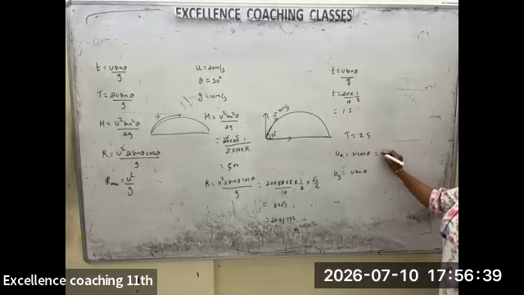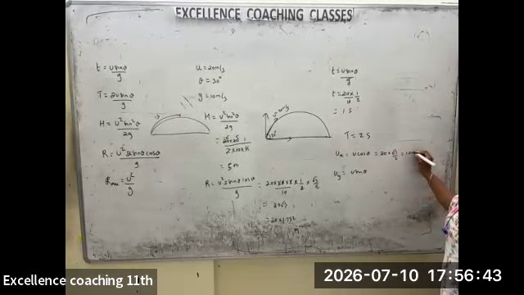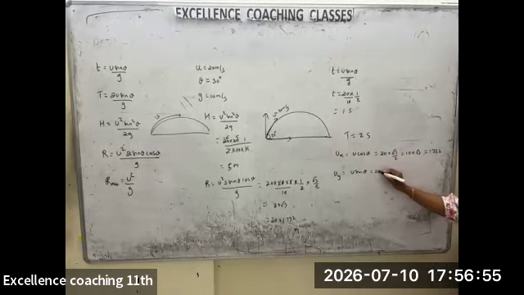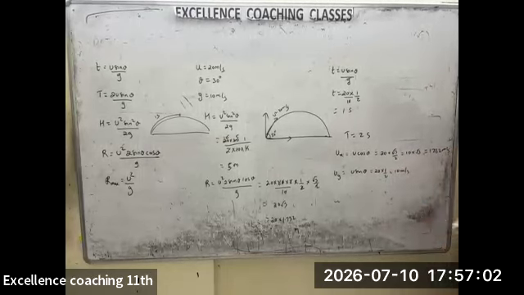So what is the answer? 20 into root 3 by 2. So 10 root 3. That is 17.32, right? 1.732 into 10. And uy: 20 into half. So the answer is 10 meter per second.